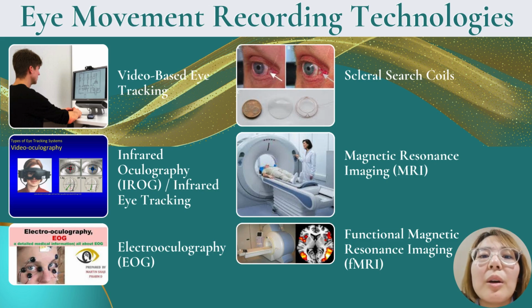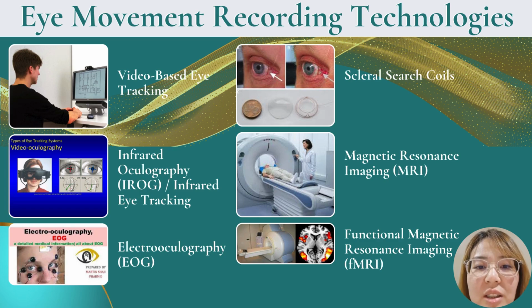Now we move to magnetic resonance imaging, or MRI. MRI is primarily used to take detailed images of the body's internal structures. When it comes to eye movement studies, MRI can show the anatomical structures of the eye muscles and other components involved in movement. This is mainly helpful for diagnosing structural issues.